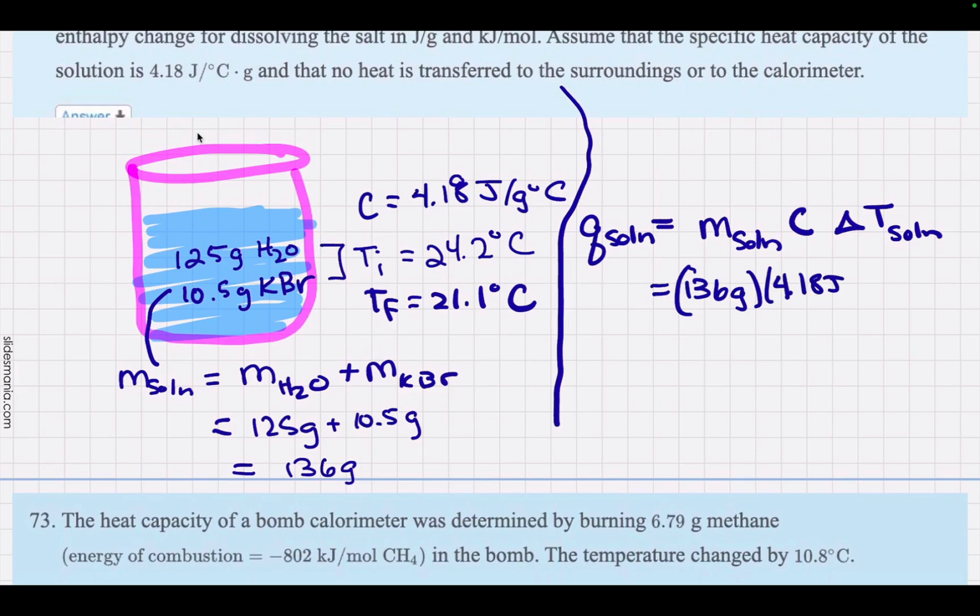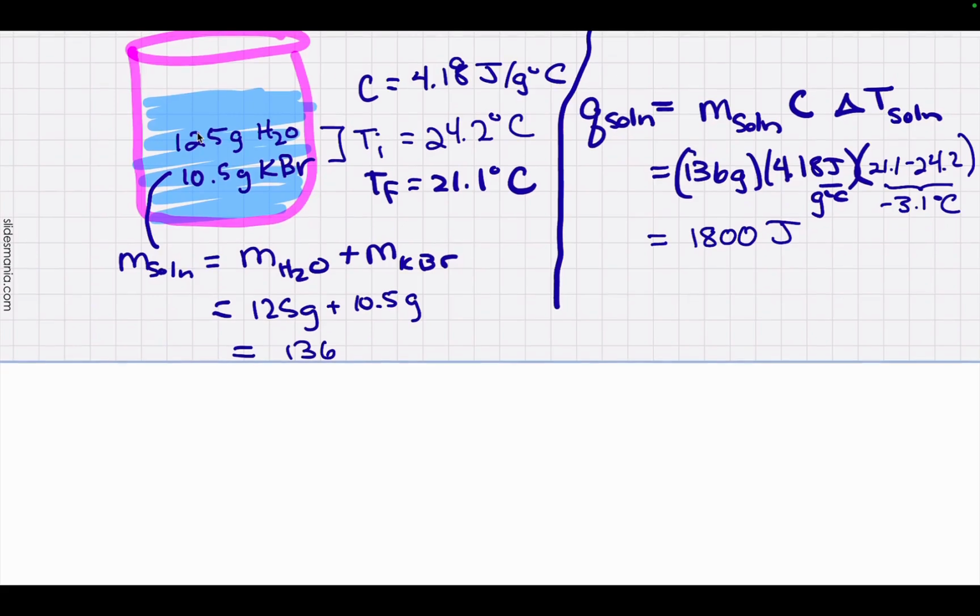4.18. And then my delta T is 21.1 minus 24.2. That is negative 3.1. But I am going to just keep everything positive, and because of that 3.1, I'm going to round to 2 sig figs. So that is the amount of energy that is released from the solution.